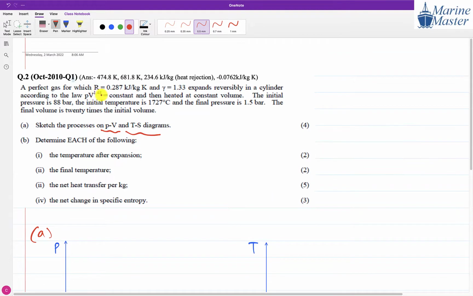Now we have R, we will write down R at the end, after writing. They have given us R, and they have given us gamma. So R is 0.287, gamma is 1.33, expands reversibly in a cylinder according to the law. Expands reversibly, what are they saying?